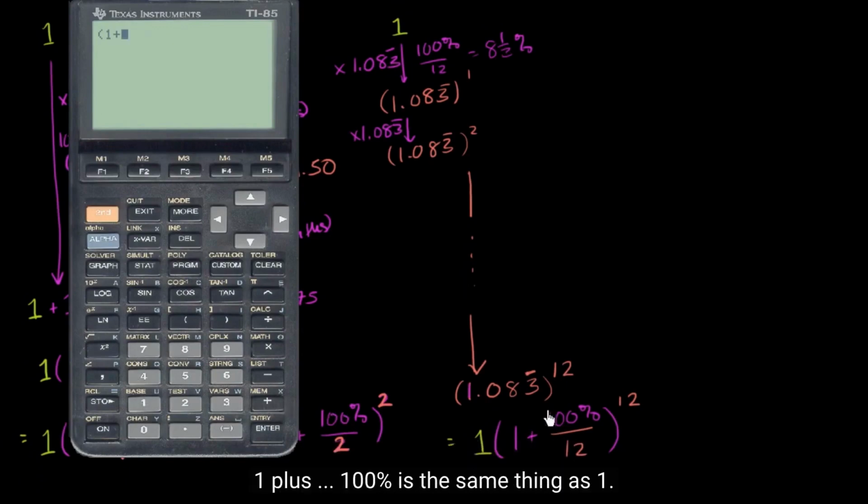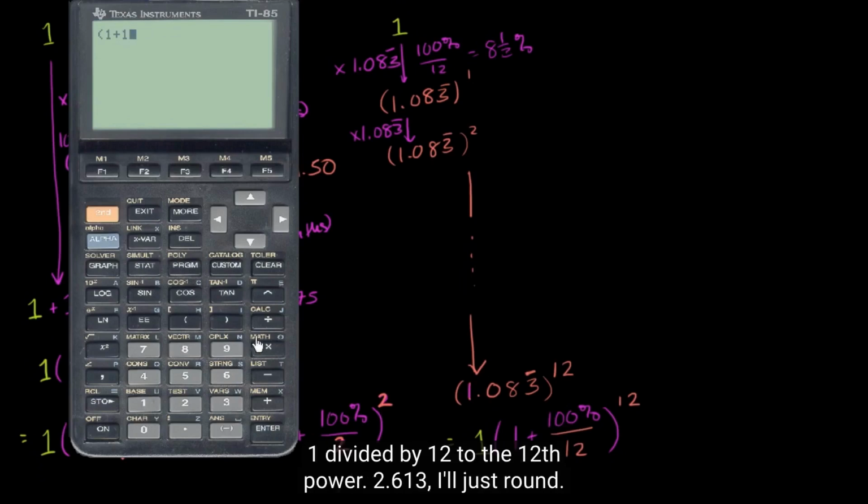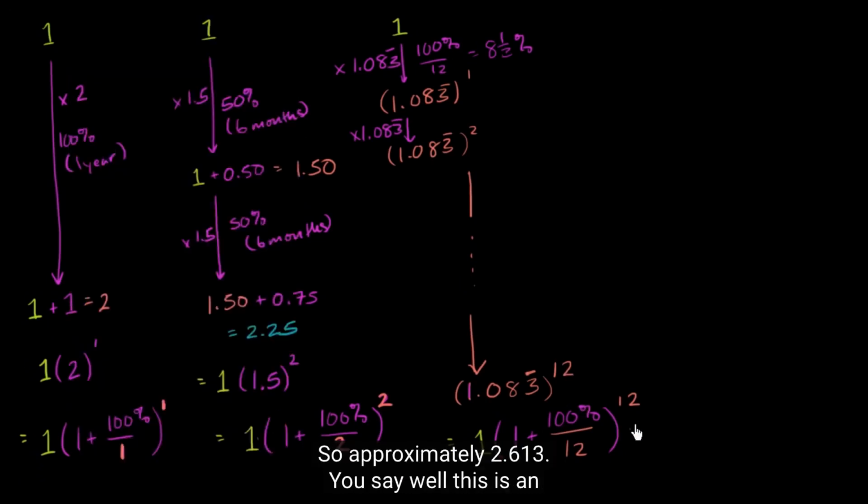So 1 plus 100% is the same thing as 1. So 1 divided by 12 to the 12th power, 2.613. I'll just round. So approximately 2.613. Now you say, well, this is an interesting game.